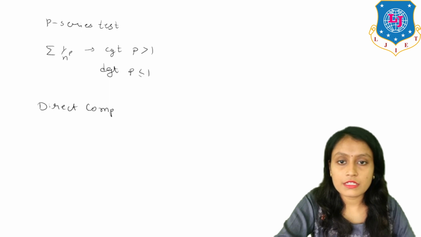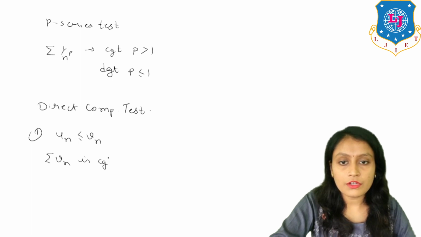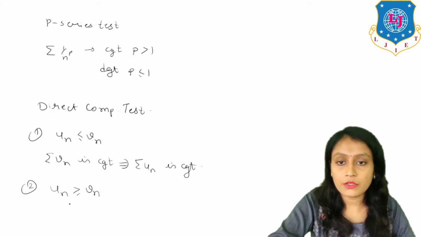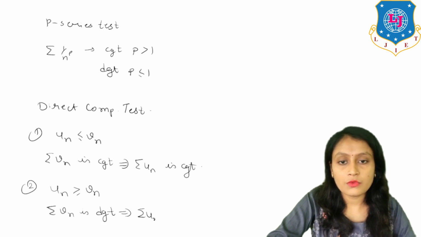Okay, and next we studied the direct comparison test. So here, first condition, suppose we have un less than or equal to vn, and this series vn is convergent. Then this series un will also converge. And another one, that is if we have the condition un greater than or equal to vn, and vn is divergent, then this series un will also diverge.